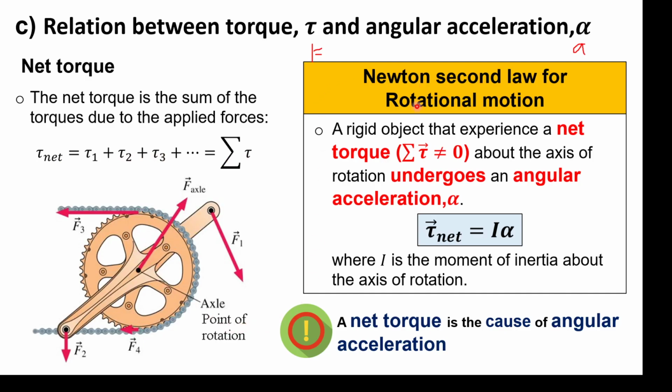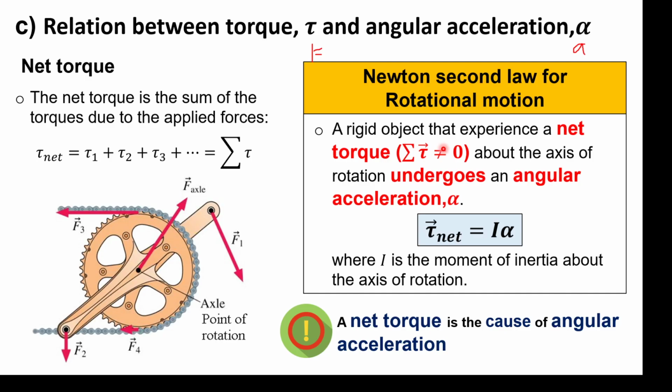So here is again stating Newton's second law for rotational motion. What is Newton's second law for rotational motion? It means that a rigid object that experiences a net torque is not what we discussed in our previous video, which is equilibrium.